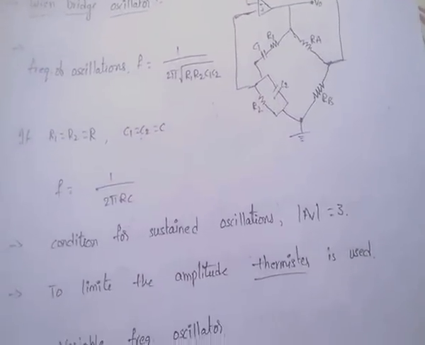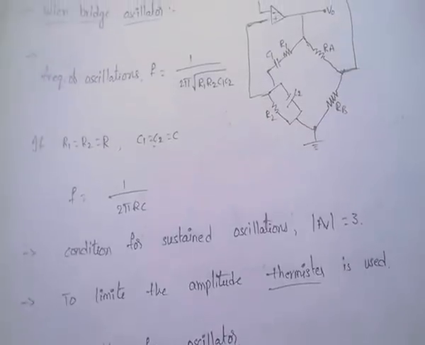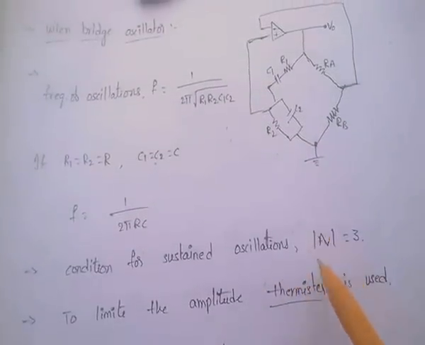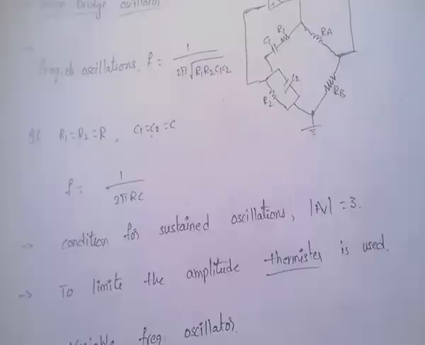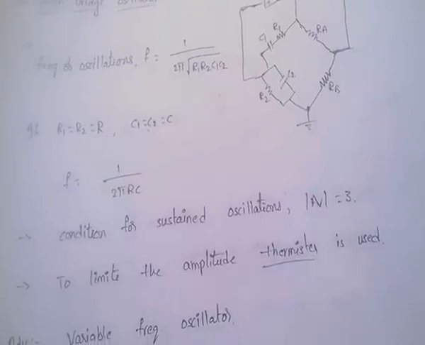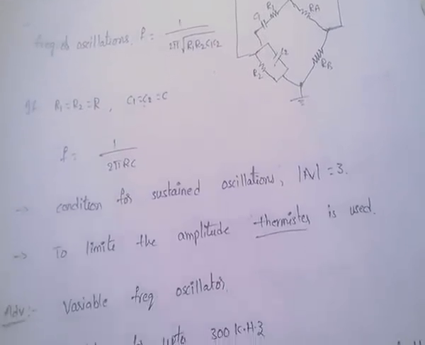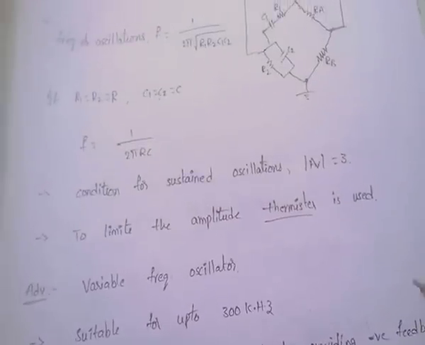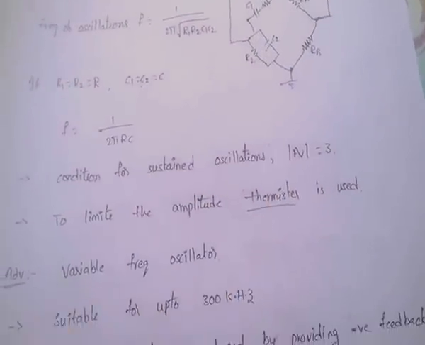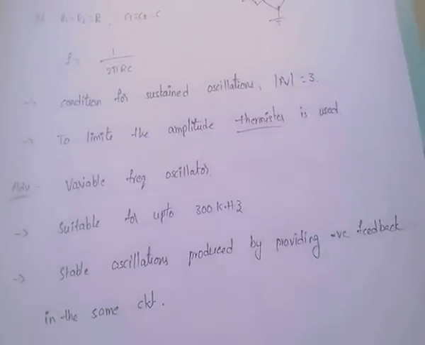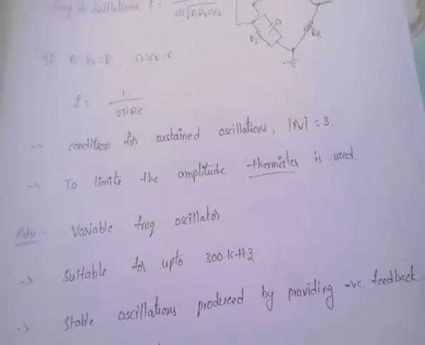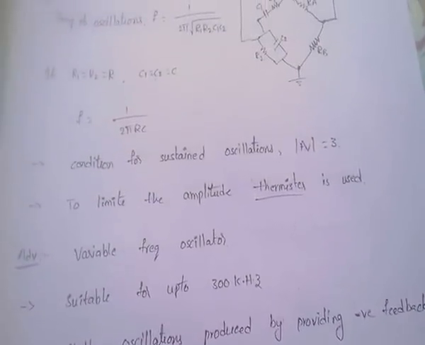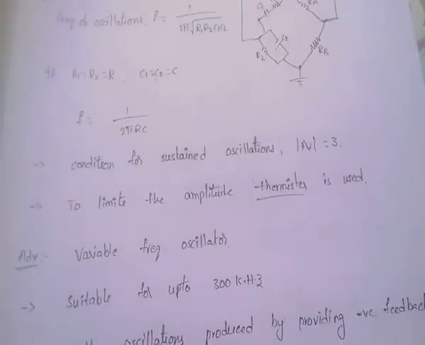And the condition for sustained oscillations is mod AV equal to 3. To limit the amplitude, a thermistor is used in the Wien bridge oscillator. And an advantage of this Wien bridge oscillator, very very important, is that it is a variable frequency oscillator.